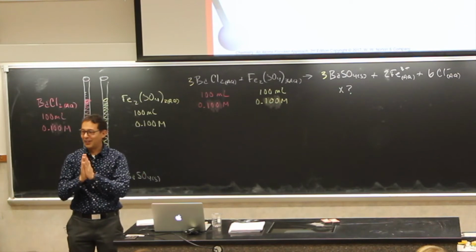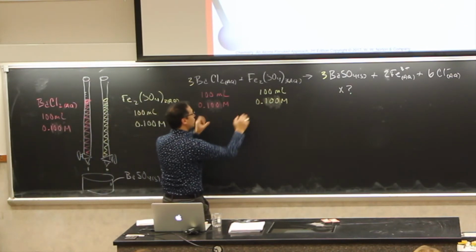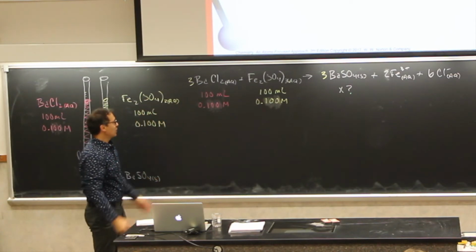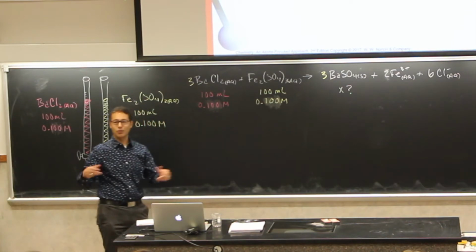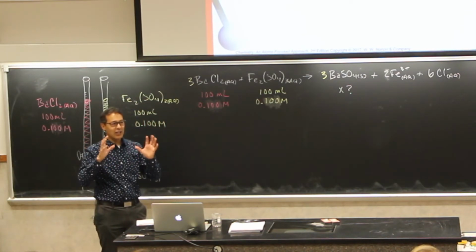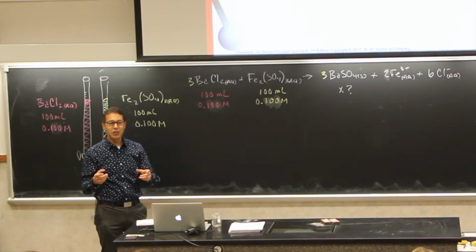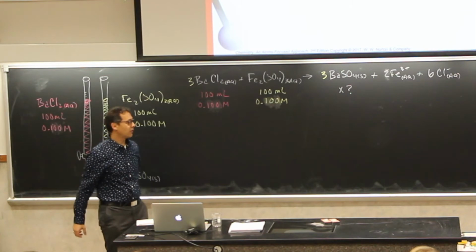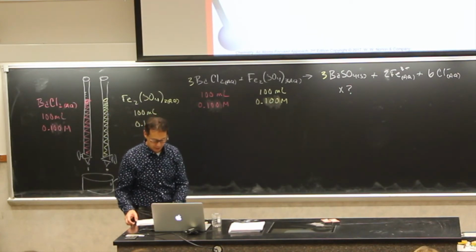Okay, so here I have my solutions, and I can't just say, oh, I've got 100 milliliters of that and 100 milliliters of that, must just be perfect, right? Because we know that we can't just compare grams to grams. We can't just do milliliters to milliliters. We need to do moles to moles. So we're going to have to convert to moles. Fortunately, we have a really nice equation that's going to help us with this.